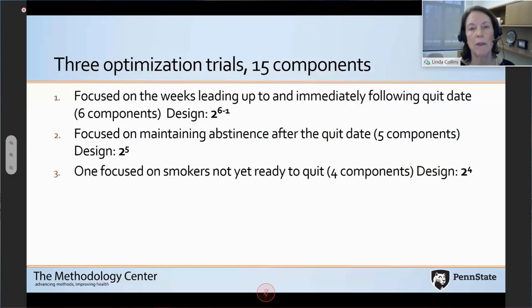We actually conducted, as I said, three optimization trials, and the experimental design for that first one, the design you see, 2 to the 6 minus 1 there, that means that it was a fractional factorial design. We actually examined 6 factors, but the fractional factorial design cut the number of experimental conditions in half, and I can talk more about that if you are interested during the Q&A time. The second one focused on maintaining abstinence after the quit date. That was a 2 by 2 by 2 by 2 by 2 factorial experiment, or 2 to the 5th. And the last one, which focused on smokers not yet ready to quit, was a 2 to the 4th.